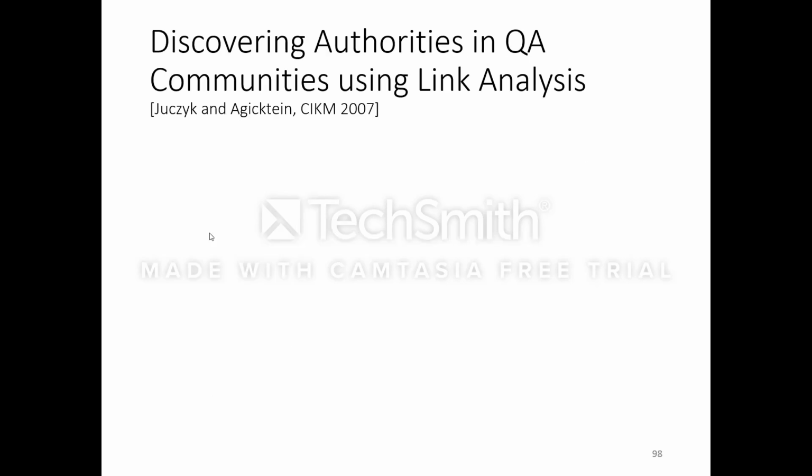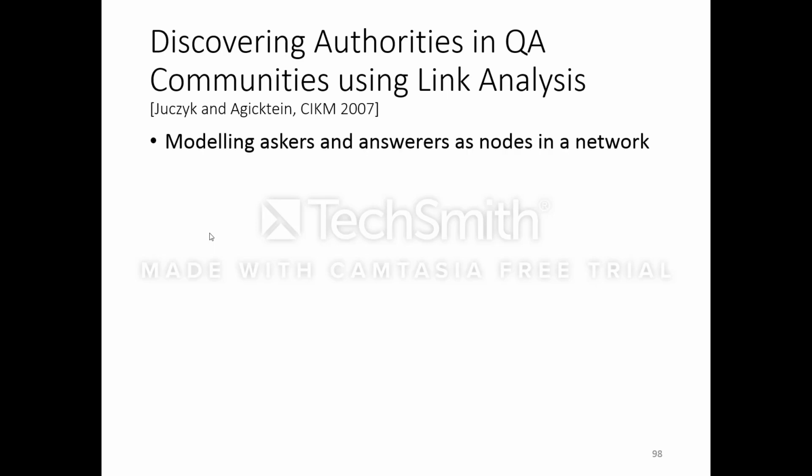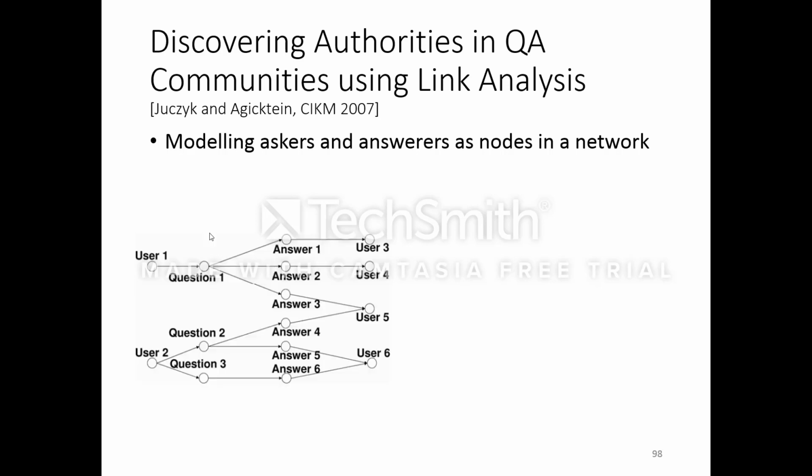Okay, now let's look at an algorithm for expertise finding, which builds on top of this. The paper is called Discovering Authorities in QA Communities Using Link Analysis, and this was an old paper, CIKM 2007, so it's more than a decade old now. What they do is model askers and answerers, who are both users. Users who ask questions are called askers, and users who type in answers are called answerers, and of course the same user can be an asker as well as an answerer.